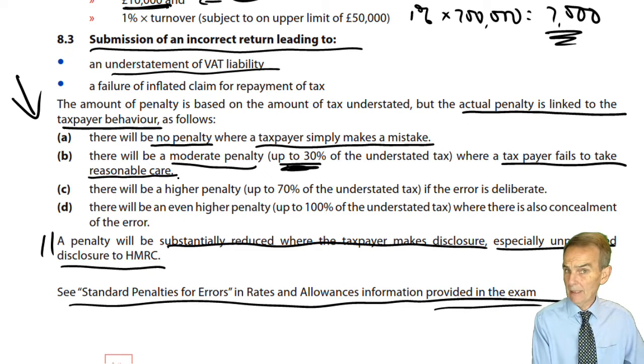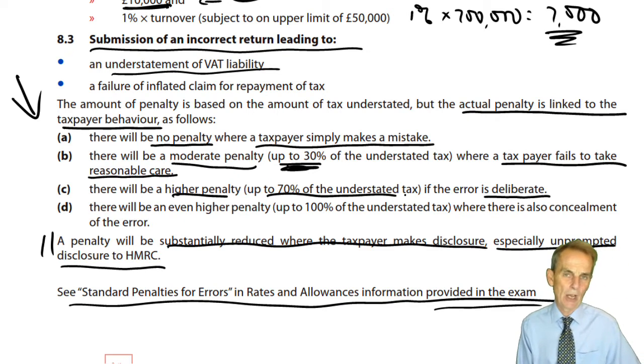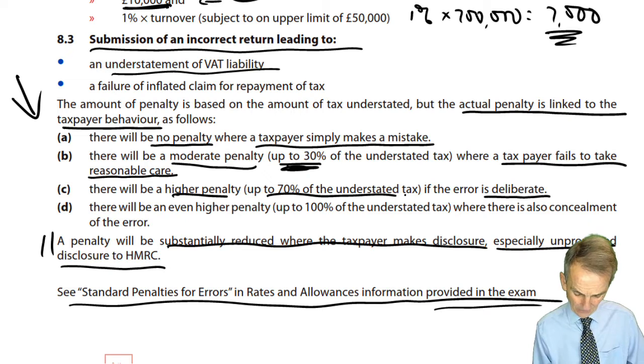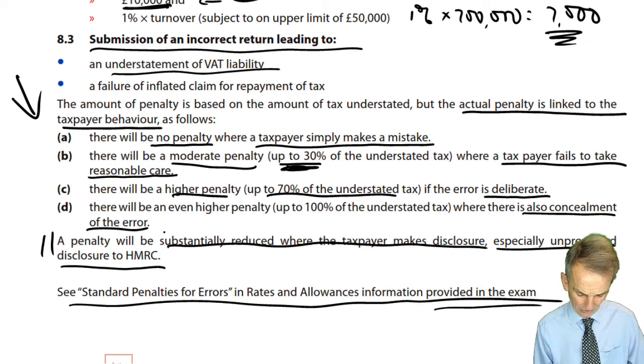So therefore we're putting in a maximum of 30% of the understated tax. But if we disclose this unprompted, then the chances are that that penalty will be reduced. If, of course, the error was deliberate, then we move up the scale in terms of a higher penalty. And as we know, that could be up to 70% of the understated tax. If, of course, there is also concealment going on, so we found out it was deliberate, and we have then deliberately concealed that from HMRC, then of course we could be looking at up to 100%.